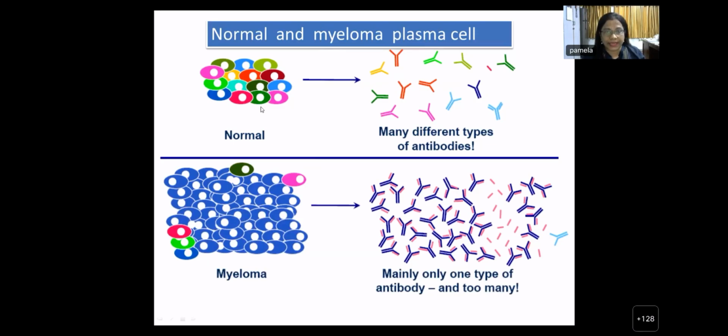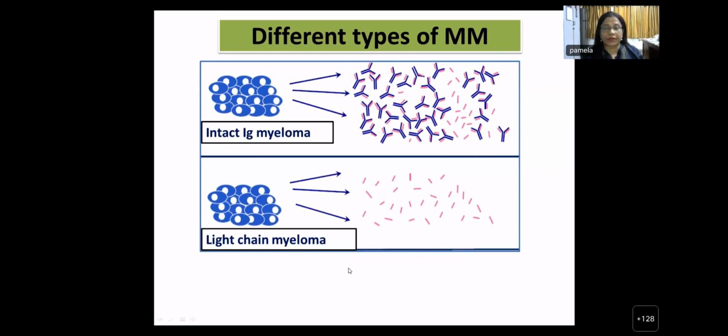Representation of a normal plasma cell, giving you different types of antibodies. These are all different types, G, A, M, which is present in a normal person. A myeloma cell decides to produce only one type of antibody, as you can see in this picture, and that too in large numbers. There are different types of multiple myeloma. Two are most common. That is the intact Ig myeloma, where you have the whole immunoglobulin. You can also have the light chain myeloma, with production of only light chains in large numbers.